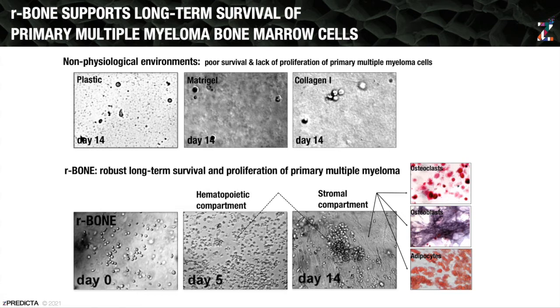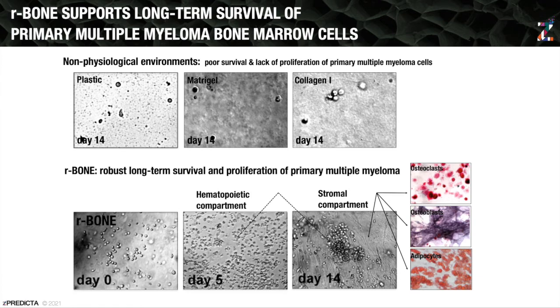And if you put these cells within a non-physiologic environment, like on plastic or matrix or collagen 1, they're going to die much earlier than 14 days. And there's really no proliferation within that system. The cells just kind of sit around and die. But if we put the cells into our reconstructed bone ECM, then we see really robust proliferation over time. We get the hematopoietic compartment expanding and forming.